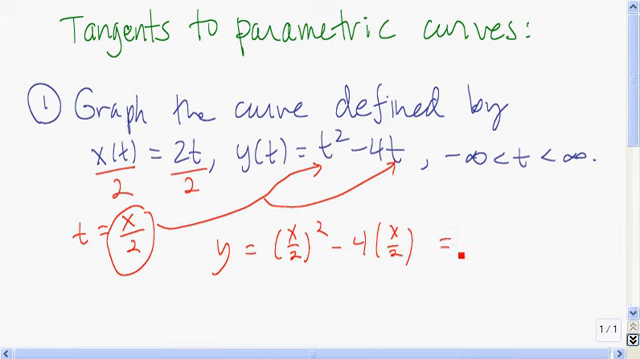So if we multiply this out, x divided by 2 quantity squared is x squared over 2 squared, which is 4, or we can write it as 1/4 x squared. Then minus 4 times x over 2, which is just equal to minus 2x. Okay, so we see that the graph of these two parametric equations is the parabola y equals 1/4 x squared minus 2x. So let's just graph that.